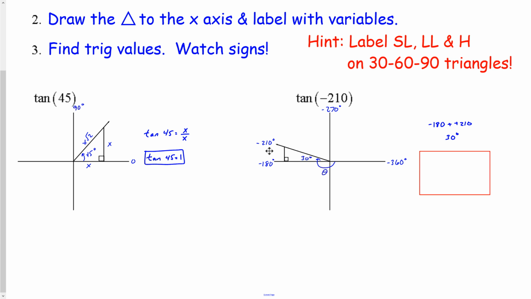So again, the little hint up here, label the short leg, long leg, and hypotenuse might be helpful. Short leg is opposite the 30 degree angle. Long leg is opposite what would be the 60 degree angle. Hypotenuse always opposite the right angle.